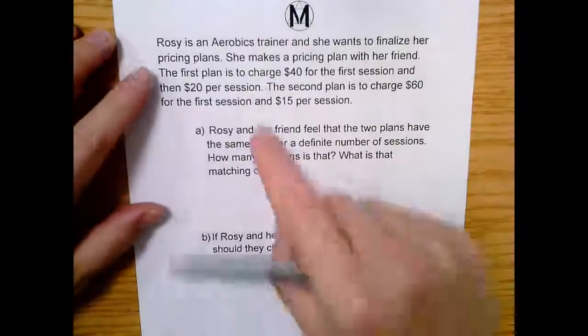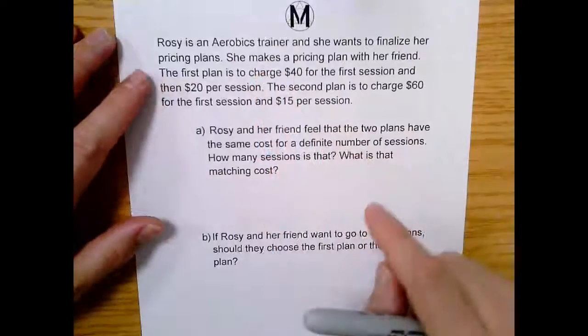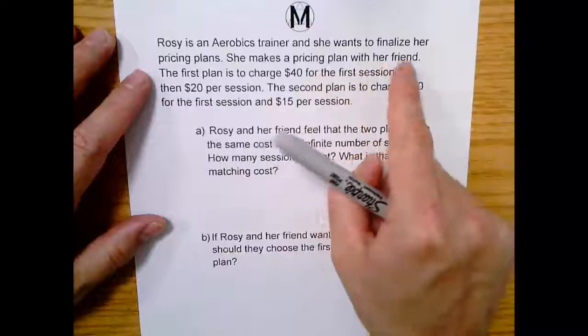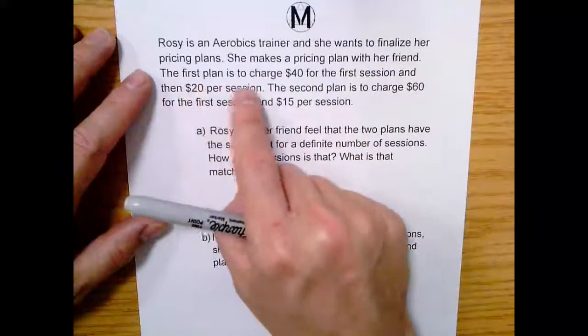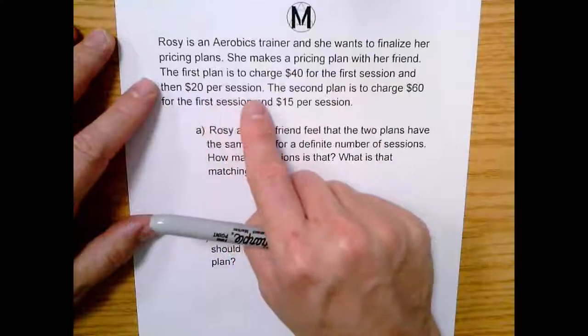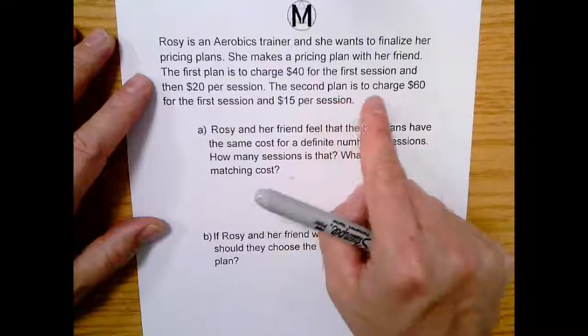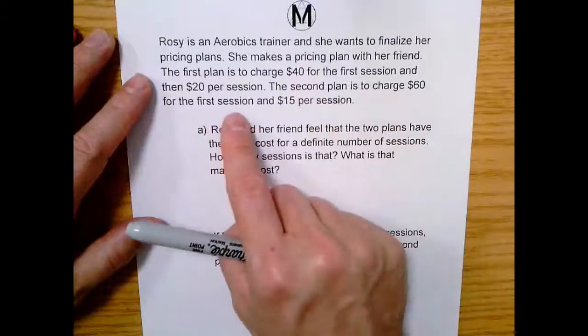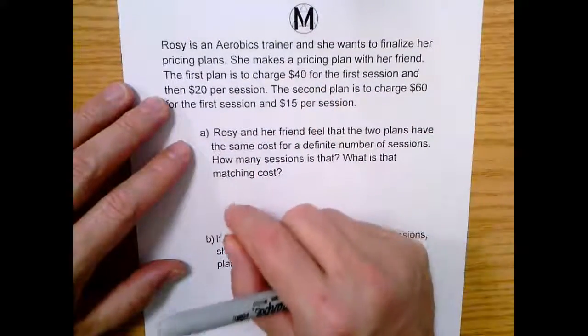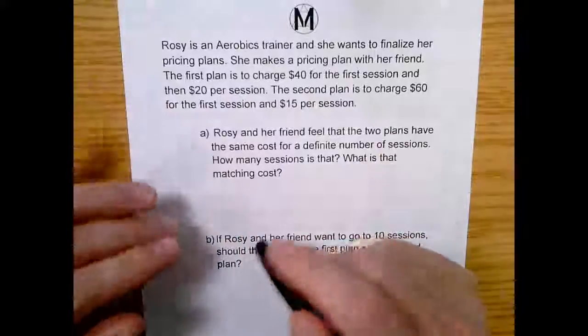It says here, Rosie is an aerobics trainer and she wants to finalize her pricing plans. She makes a pricing plan with her friend. The first plan is to charge $40 for the first session and then $20 per session. The second plan is to charge $60 for the first session and then $15 per session. Okay, so we have two linear equations happening here, and that's how we're going to approach it, okay?